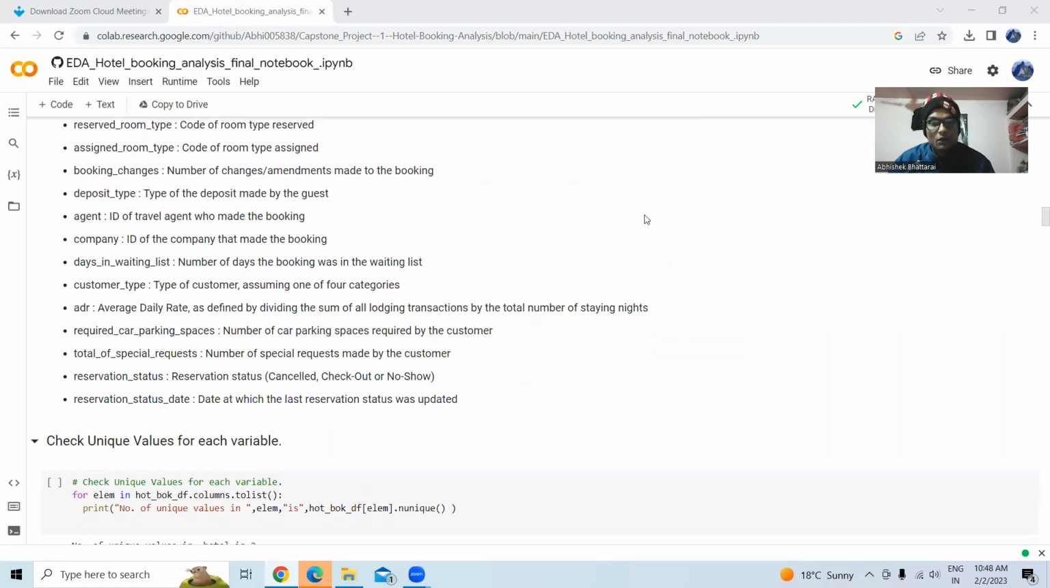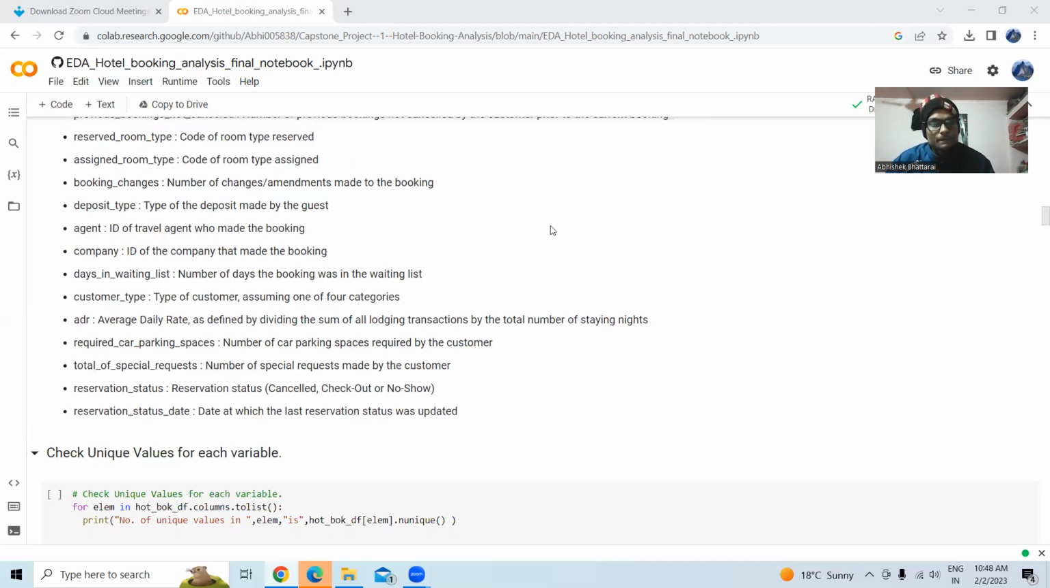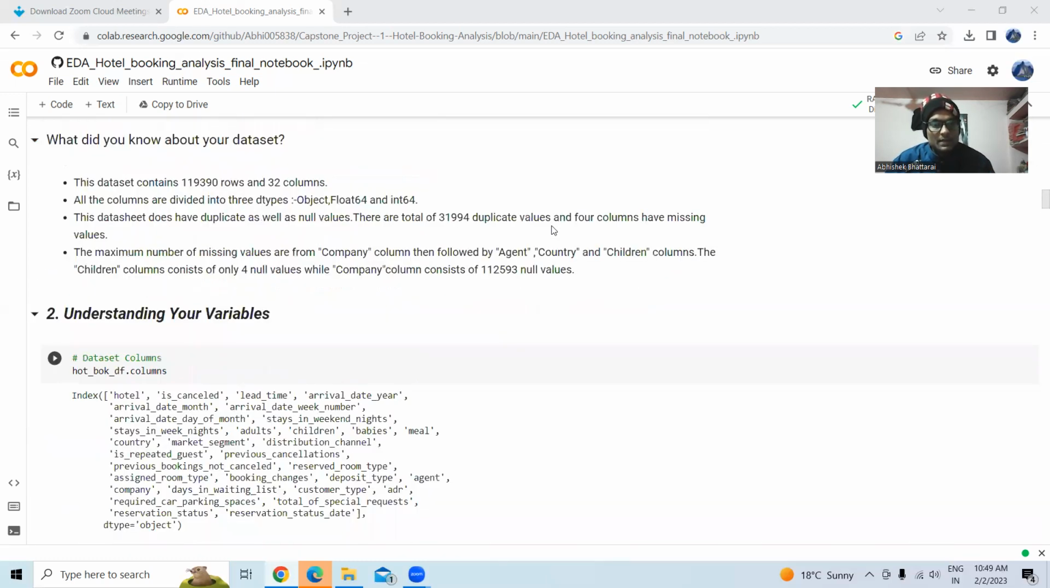ADR: average daily rate, as defined by dividing the sum of all lodging transactions by the total number of staying nights. Required car parking spaces: number of car parking spaces required by the customer. Total of special requests: number of special requests made by the customer. Reservation status: cancelled, checked out or no show. Reservation status date: date at which the last reservation status was updated. So guys, these are the variables of this data set. Let's begin by checking the variables one by one.